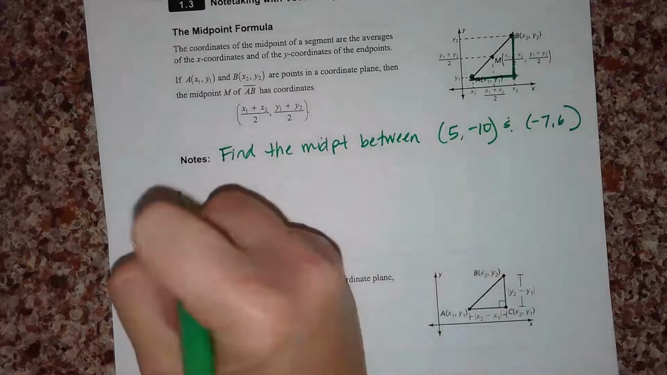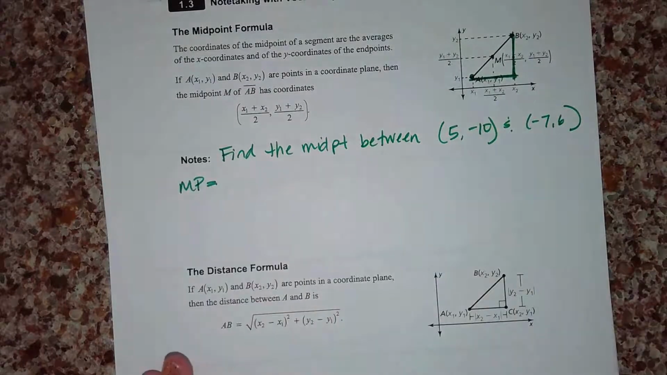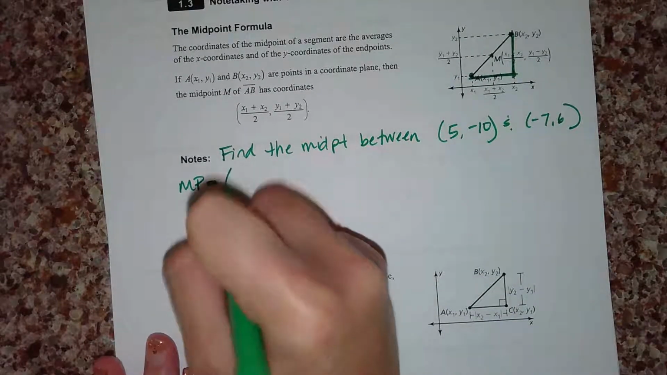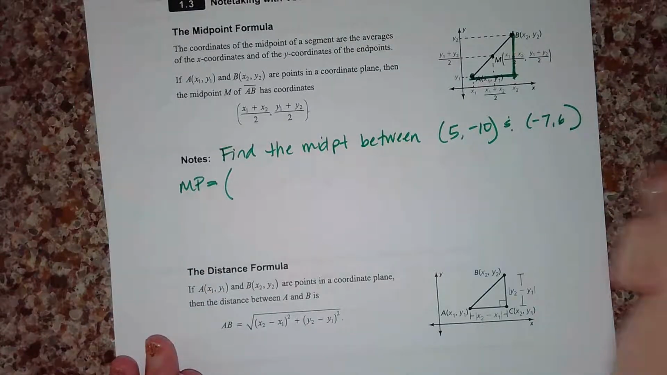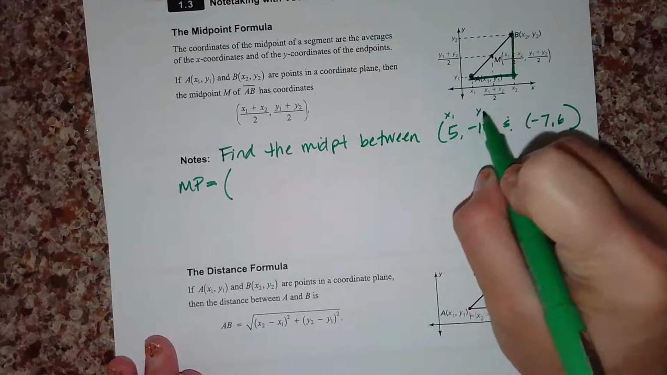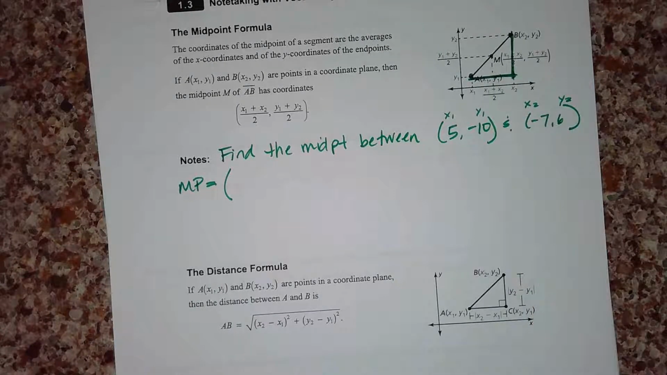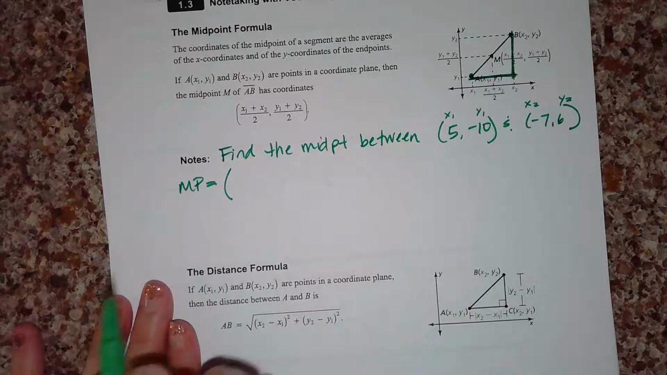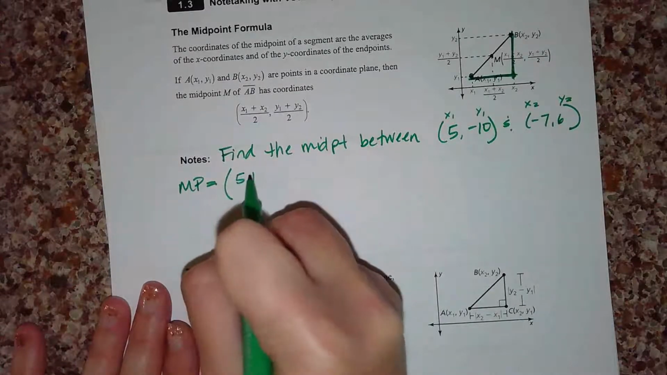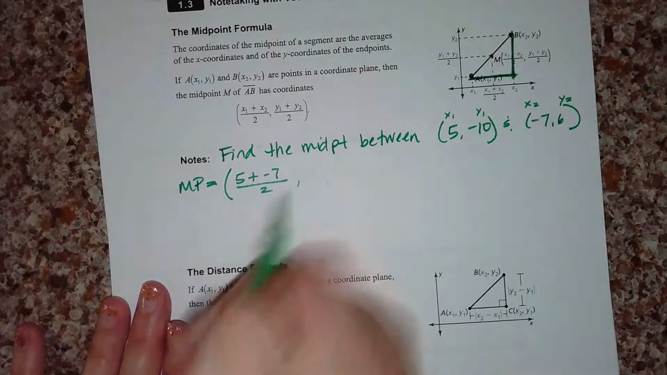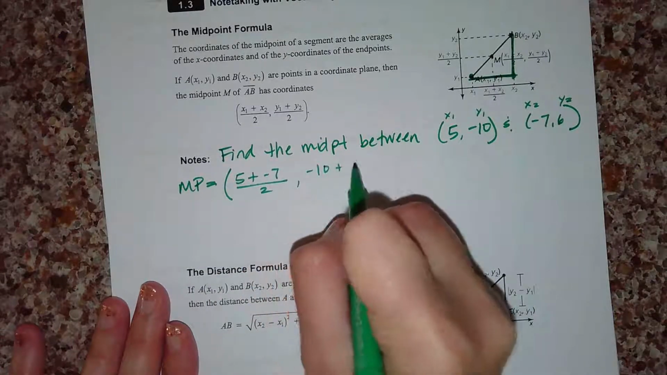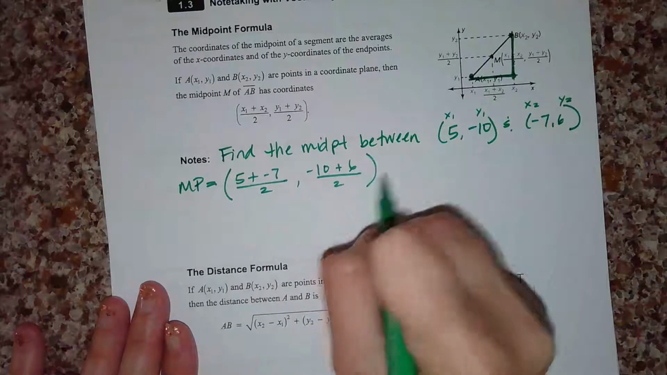So following this formula, I use MP to show midpoint. I would say (x1 + x2)/2. I'm going to use this as my x1, y1. We're going to use this as my x2, y2. Remember, it doesn't really matter as long as you keep the x1 and the 1s together. It doesn't really matter if you use the first point as x1 and y1 or the second point. Anyways, I'm going to add up my 2 x's, divide by 2. Add up my 2 y's, divide by 2.